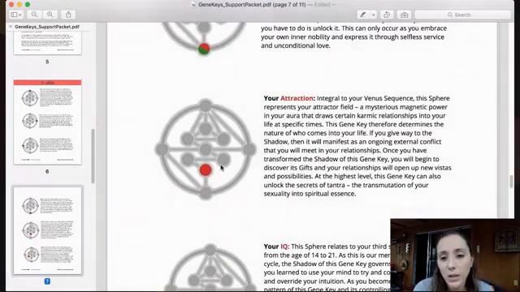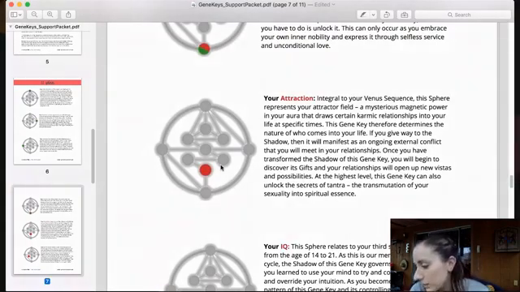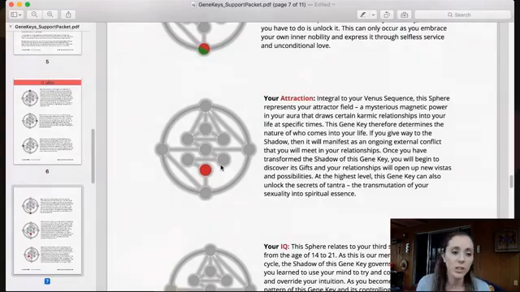The shadow will manifest as an ongoing external conflict that you will meet in your relationship. So that's the hallmark of the shadow frequency in your relationships: what kind of relationships are you attracting? What kind of conflict comes up in these relationships? So look at the shadow frequency. Mine is agitation, because it's agitation, initiative, and awakening. So mine is agitation in my relationships.